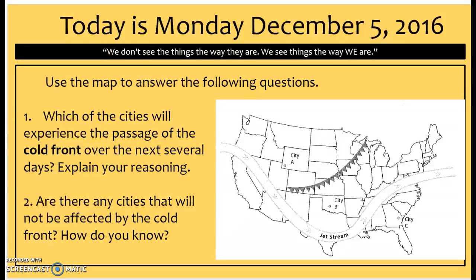It says use the map to answer the following questions. Number 1. Which of the cities will experience the passage of a cold front over the next several days? Explain your reasoning. And number 2, are there any cities that will not be affected by the cold front? And how do you know? So that means in your notebook you should have 2 answers with complete sentences and reasons.